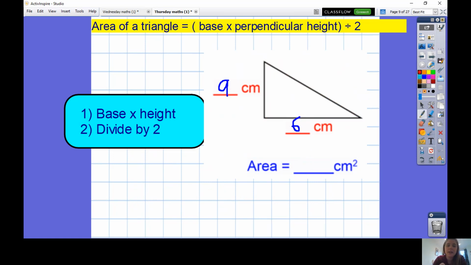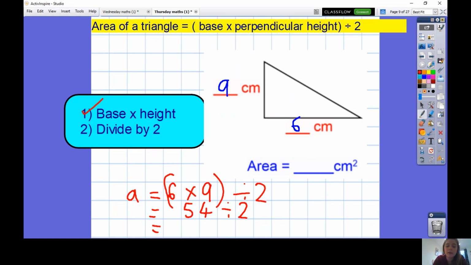Okay, let's look at this one then. The area is the base, 6, times the perpendicular height, 9, divided by 2. This is how we'd fill it out using our formula. 6 times 9 divided by 2. Now I'll do my steps. Using the brackets first, what is 6 times 9? That's step 1, base times height. 6 times 9, that's 54. And then I'm going to divide that by 2, 54 divided by 2.